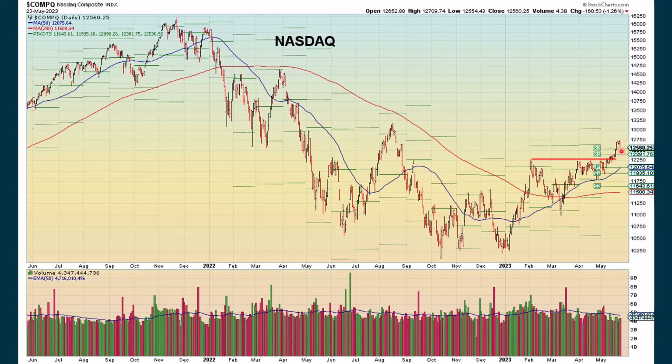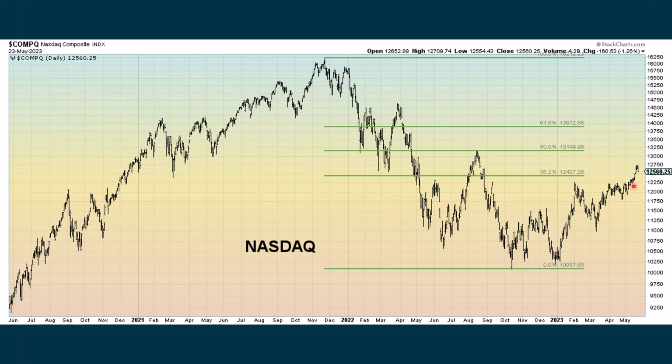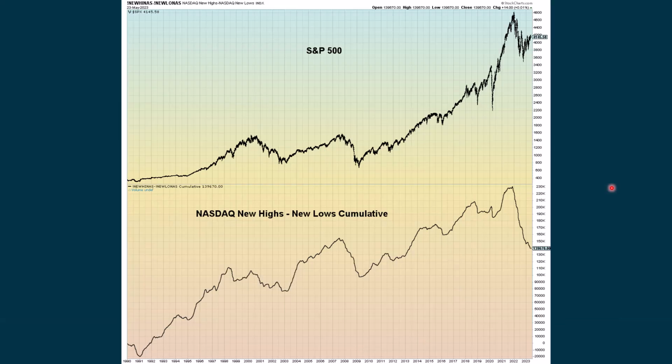The NASDAQ, after coming right up to this level, has now been falling back down. Will this R2 level provide some support? And the NASDAQ, after coming above this 38.2% retracement, we're still above that. If we continue to fall, will this level provide support? On the negative side, when we look at the cumulative new highs minus the new lows, where the S&P has been going up, but we're seeing a real negative divergence.